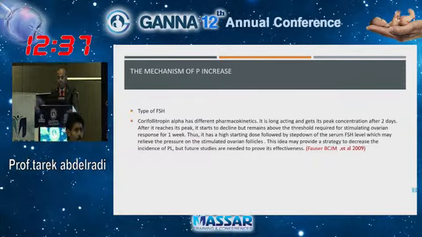The type of FSH, corifollitropin alpha, is a long-acting FSH stimulator with different pharmacokinetics. It is long-acting and reaches its peak concentration after 2 days. After it reaches its peak, it starts to decline, but remains above the threshold required for stimulation response for 1 week. Thus, it has a high starting dose followed by a step down of serum FSH level, which may relieve the pressure on the stimulated follicles. The idea may provide a strategy to decrease the incidence of premature luteinization, but future studies are needed to prove its efficacy.